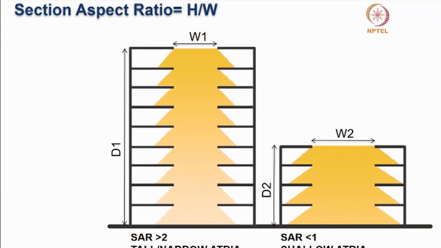The section aspect ratio is the ratio of height to the width of the atrium. It determines the sectional proportion, and an atrium with a section aspect ratio of more than 2 is called a narrow atrium, and anything less than 1 is a shallow atrium. So, as you can see, the lower floor gets more daylight in case of a shallow atrium.